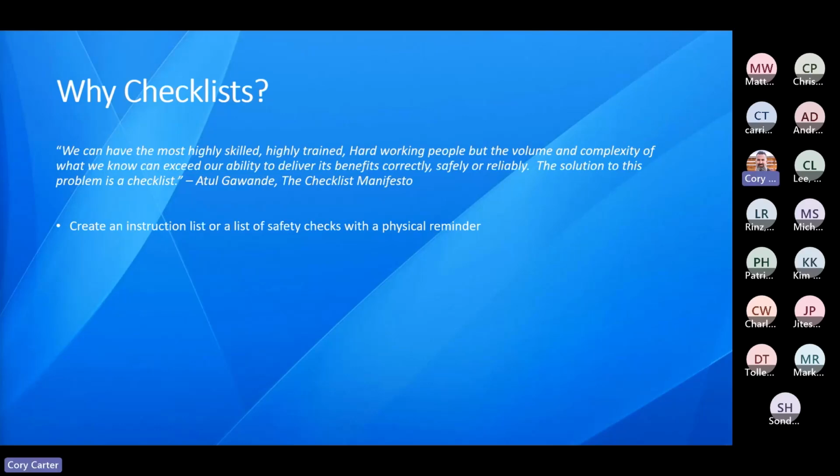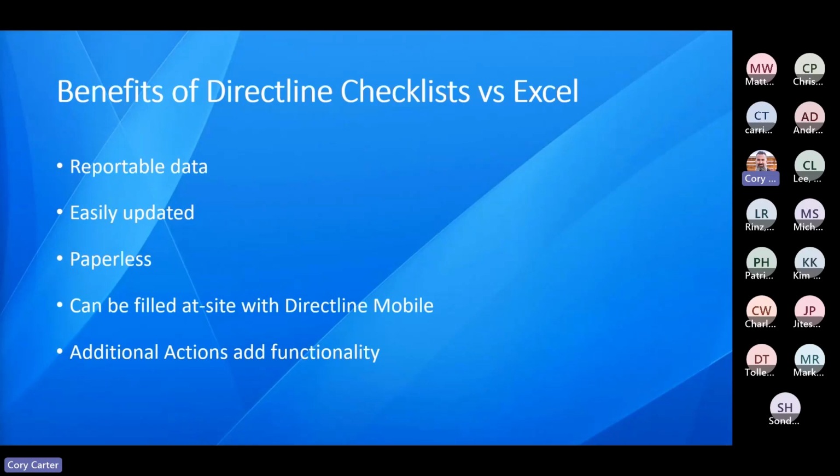So the other question then is, what are the benefits of putting the checklists in the Directline checklist module versus just attaching that Excel spreadsheet? You can attach an Excel spreadsheet and it'll be right there. It'll print out with your work orders if you're printing them, and that's fine.